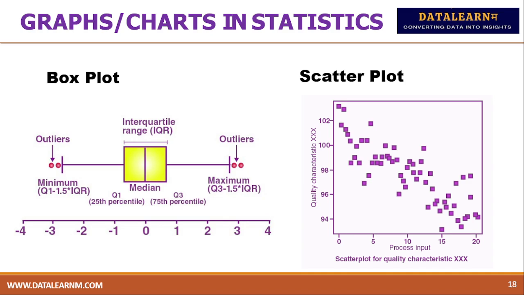Again, a box plot is there, and a scatter plot is there. First of all, we'll try to understand the scatter plot. A scatter plot gives you the spread of the values. Suppose you take two different variables into consideration.